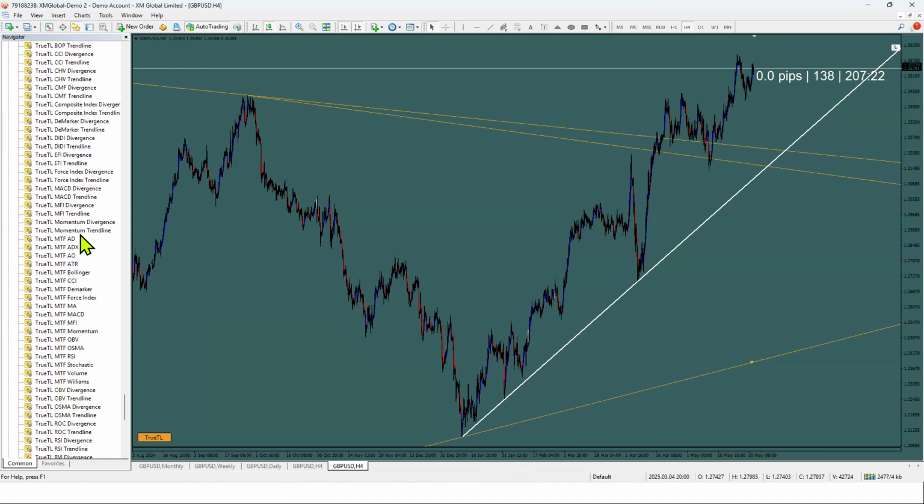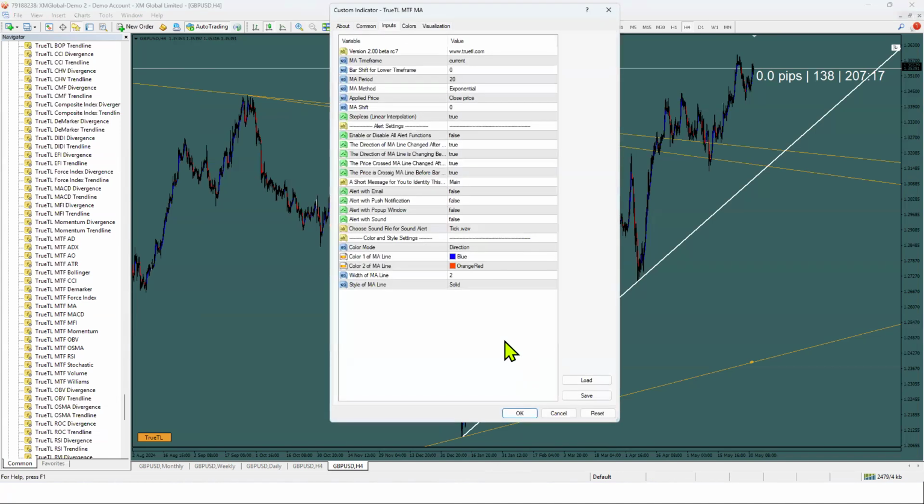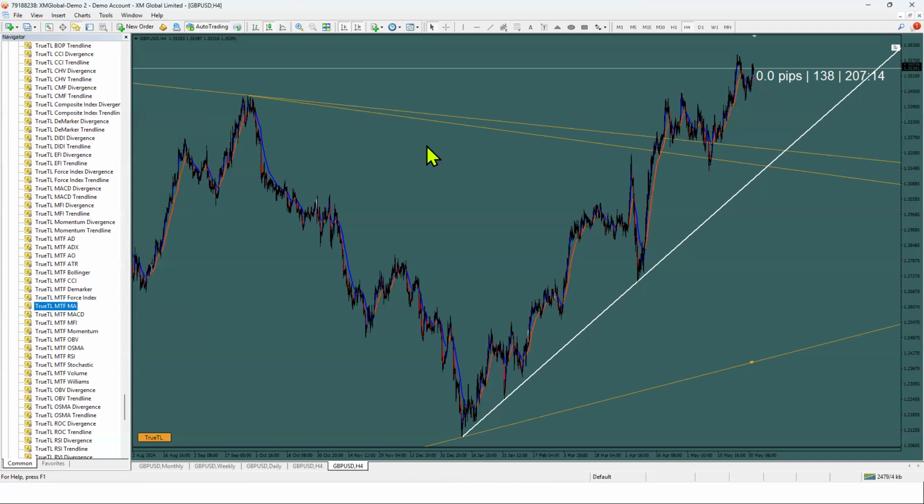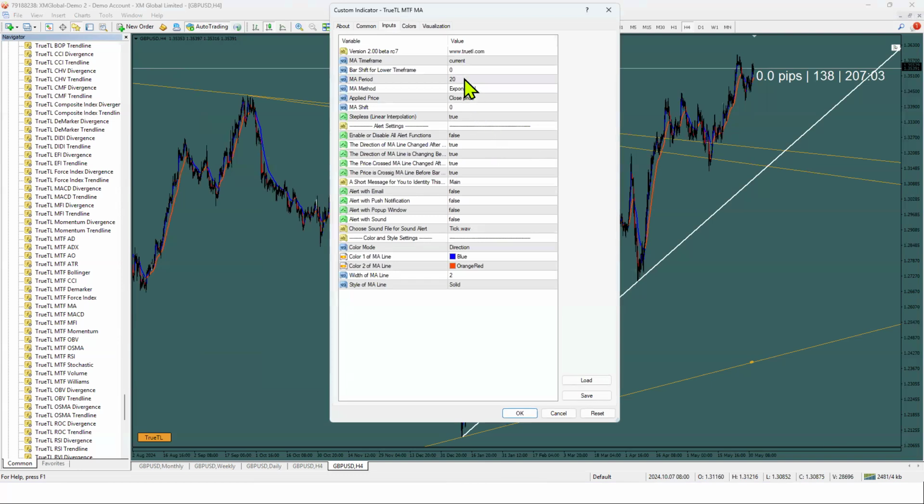So you can come here and say TLMA. Just come here, drag and drop, and say okay. You see it has drawn the moving average there. This moving average now, I can come here and adjust it. I want this to be 50, simple. So you can change it to be 50.